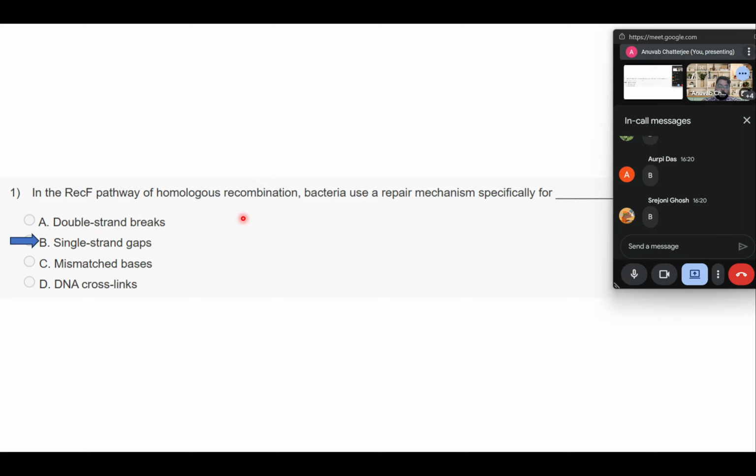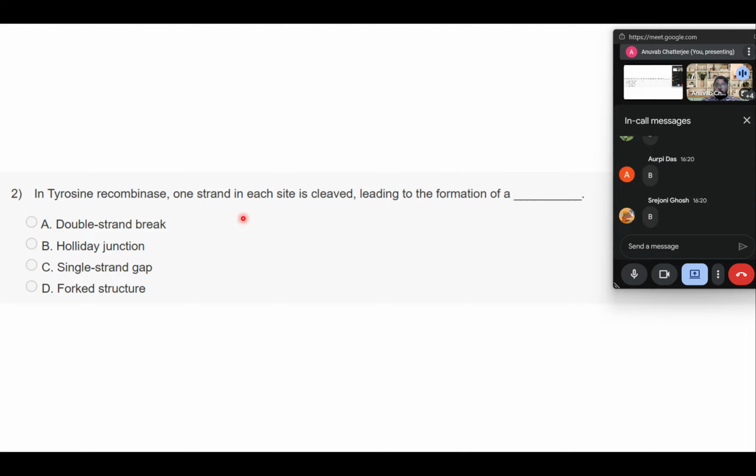Okay, it seems it is clear. Moving on. In tyrosine recombinase, one strand in each site is cleaved, leading to the formation of a blank. The options are a double-stranded break, a holiday junction, a single-stranded gap, or a fold structure. You can put what you think is the correct option in the chat.